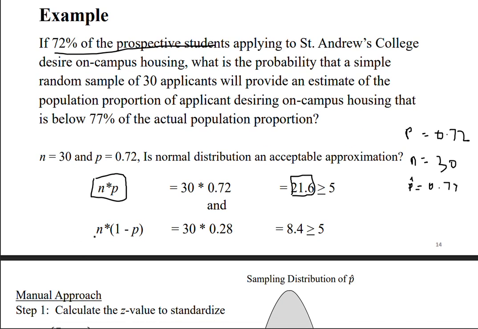The other condition is that our sample size multiplied by 1 minus the proportion of success should also be greater than 5. Our sample size is 30. 1 minus the proportion of success, which is 1 minus 0.72, is 0.28. When we multiply these two, we get 8.4, which is also greater than 5. So because this condition is met and that condition is met, we can use the normal approximation method to find the probability for this binomial distribution here.